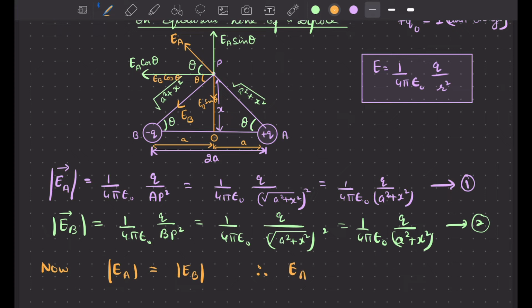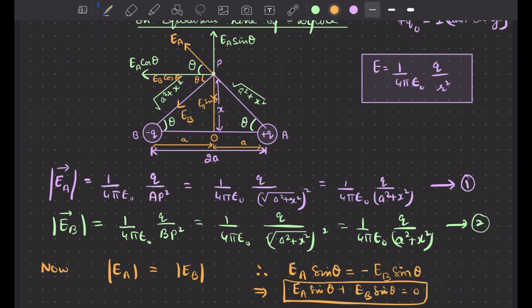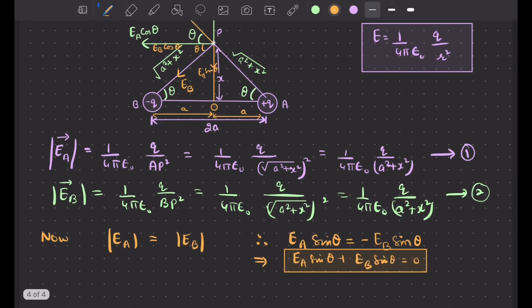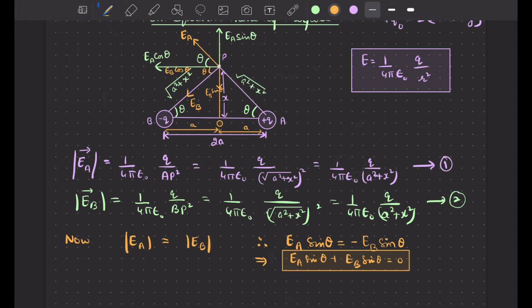Therefore EA sine theta is equal to minus EB sine theta. Why have I taken the minus sign? Because EA sine theta is acting along the upward direction while EB sine theta is acting along the downward direction. So the net effect of this is 0. This implies EA sine theta plus EB sine theta is equal to 0. Hence these components EA sine theta and EB sine theta are not going to contribute to the net electric field intensity because of the dipole on an equatorial line.